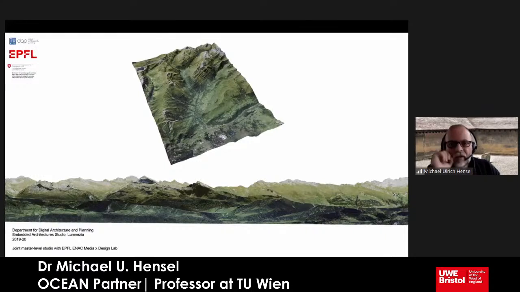And more recently, we then brought this entire process forward into a joint studio with EPFL in Lausanne in Switzerland. And here, in this collaboration, we were able to tap into the rich databases of Swiss Topo. That meant that we already had incredibly well-defined access to incredibly well-defined point clouds that describe the terrain.